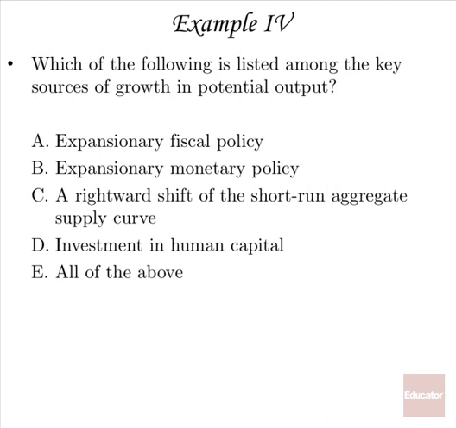Okay, example number 4. Let's go over this here, the final example. Which of the following is listed among the key sources of growth in potential output? So what's going to really help an economy out in the long run? So let's see if any of these examples resonate.